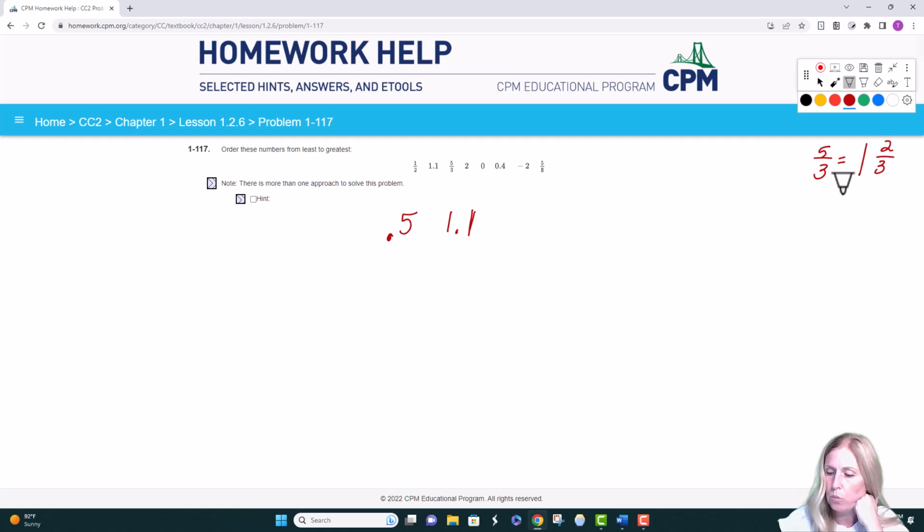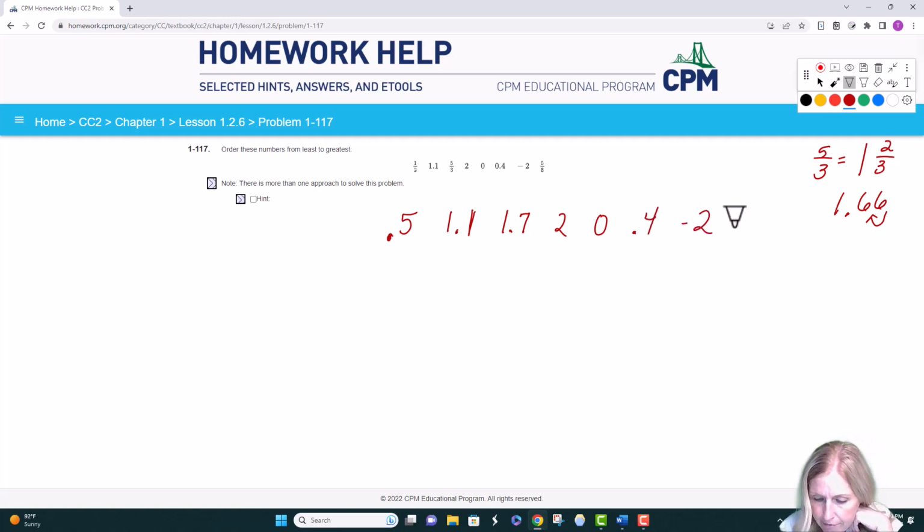So this would be 1.66 and it keeps going, but that's all I need. So actually, I can even use this 6 to round this 6 up to a 7. And then we have a 2, we have a 0, we've got 4/10, we have a -2, and then we have 5/8.